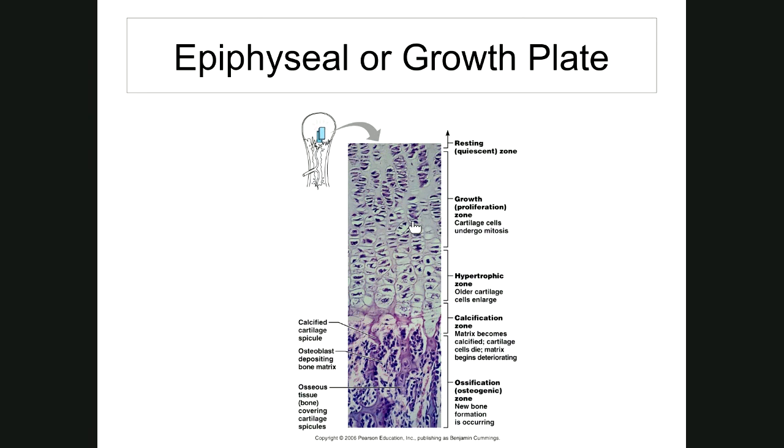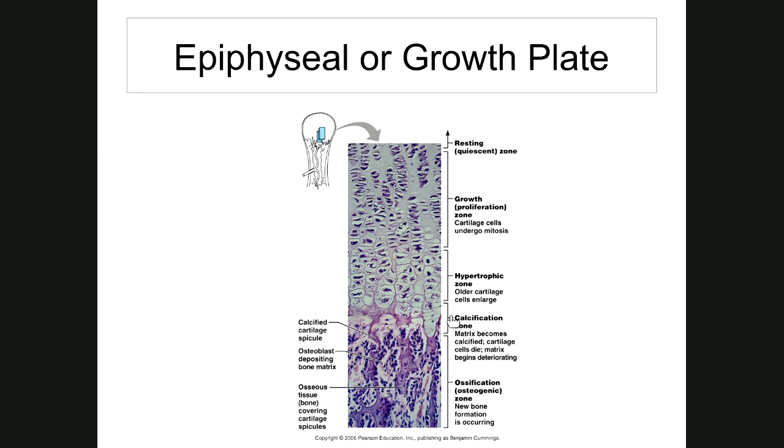The zone of hypertrophic cartilage. Here it is, hypertrophic zone. Older cartilage cells enlarge. So in your notes, the chondrocytes of this zone enlarge, calcify, and die. Okay, so they're being produced here. They're getting enlarged and filled with mineral matrix and die.